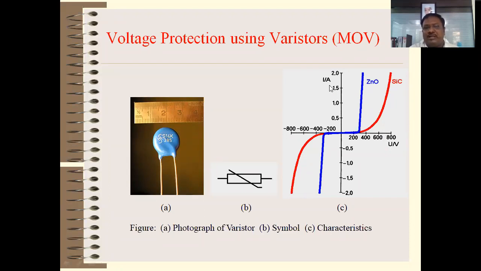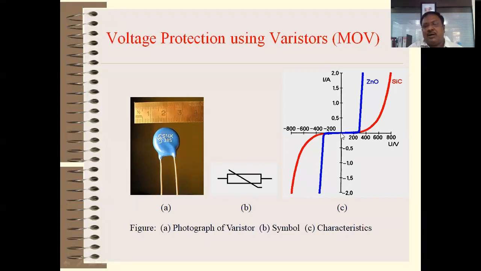Two types of materials are used, not normal silicon or germanium, to construct this particular varistor. If you see the picture that I have given in the slide, even the symbol looks like a variable resistor, right? But the actual device looks like a capacitor, right? So this is actually a variable resistor, or varistor.